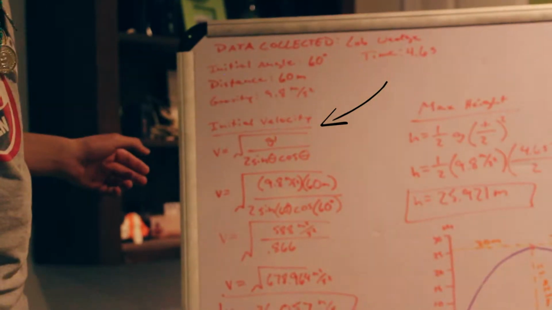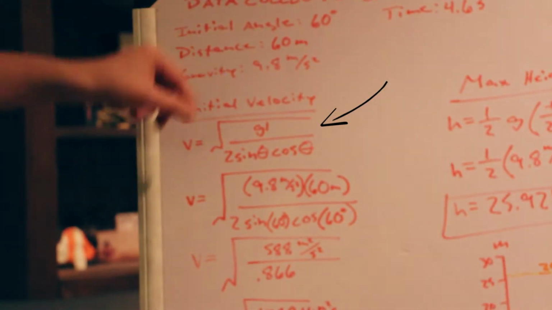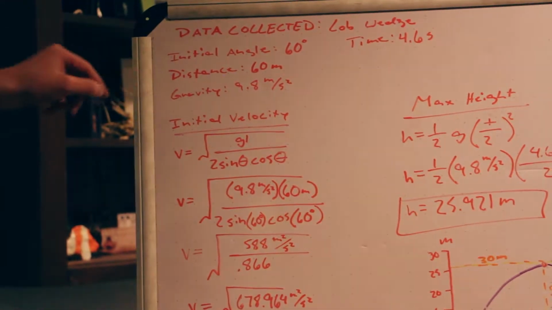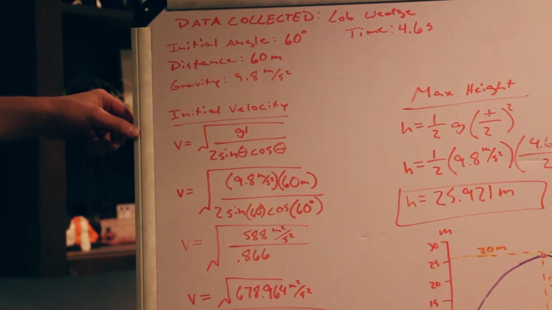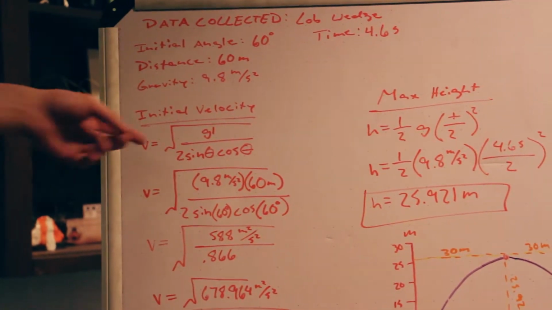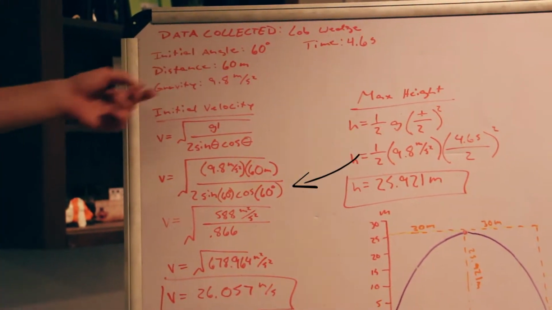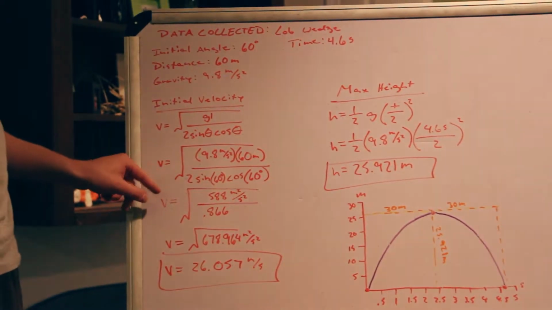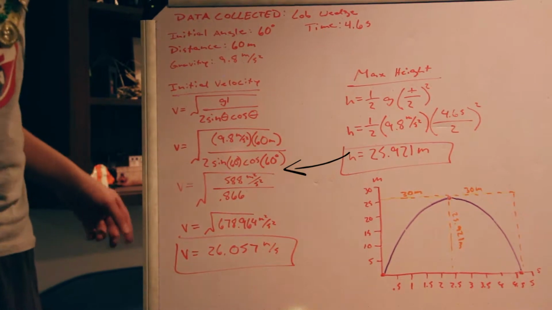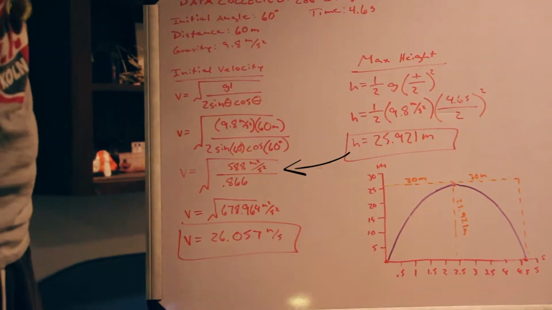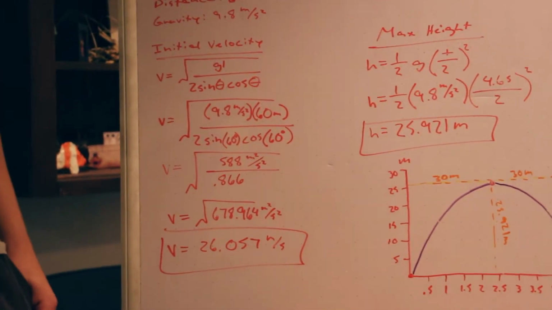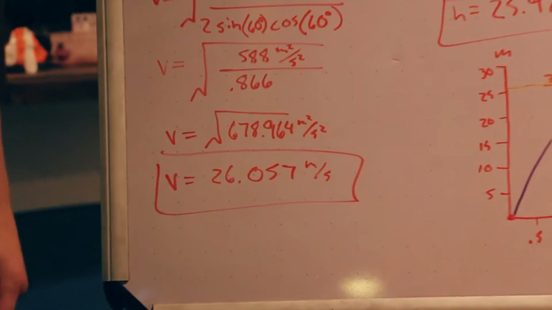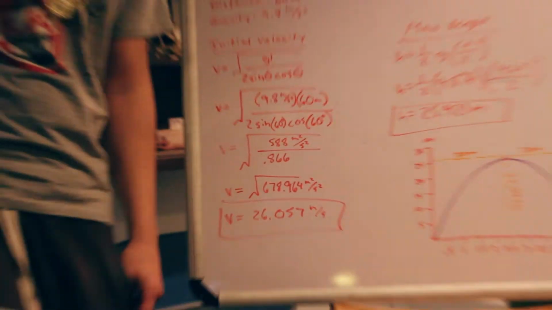Solve for our initial velocity. What we have to do is we have to take our gravity times our distance, which is right here, times our total distance, and then put that over 2 times the sine of our angle, which was 60, and the cosine of our angle, which is 60 degrees. So that simplifies out. When we plug everything in, you get 9.8 meters per second squared times all of that. It comes out to 588 meters squared per second squared over 0.866, which then simplifies to be square root of 678, and that comes out to be 26.057 meters per second for our initial velocity.